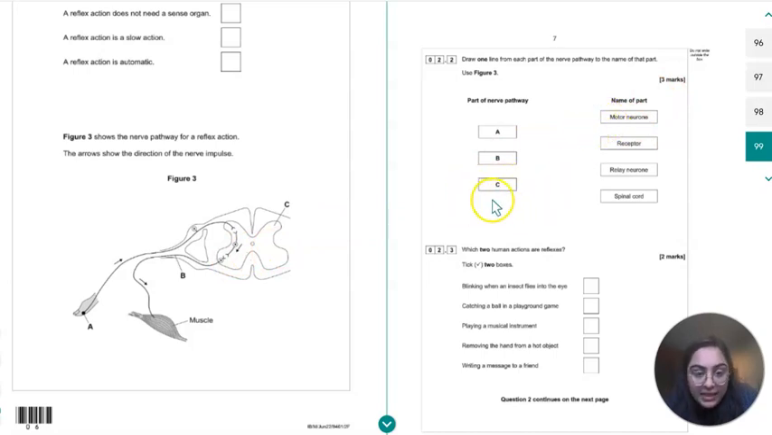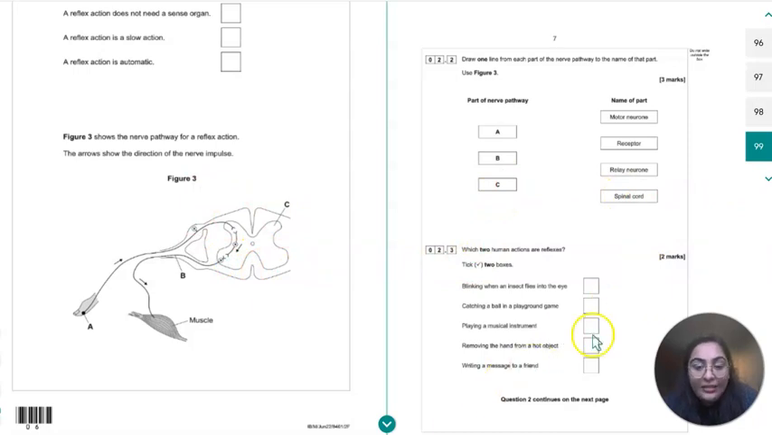And then we have C. And C is the busiest looking part of this picture. So it means that this is where the relay neurons are. So C would not necessarily be the relay neurons because we're not pointing at the neuron, but we're pointing at where the relay neuron is located, and that would be the spinal cord. So the busiest part of this reflex action is the spinal cord, and so C is the spinal cord.